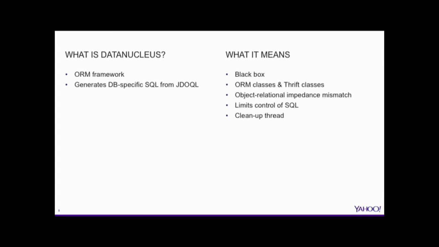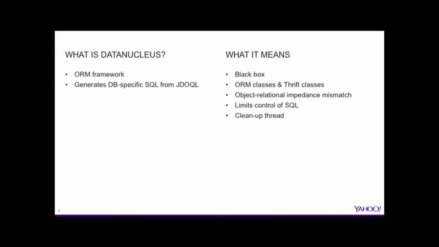So what is DataNucleus? As I mentioned, it's an ORM framework that defines a mapping between the objects that exist in the JVM and their data representation in an RDBMS. It also generates database-specific SQL from a programmatic language called JDOQL. But what does all of this mean to us? In effect, it's really just a black box, and what that means is that it's often hard to tune, optimize, and debug when you have to.